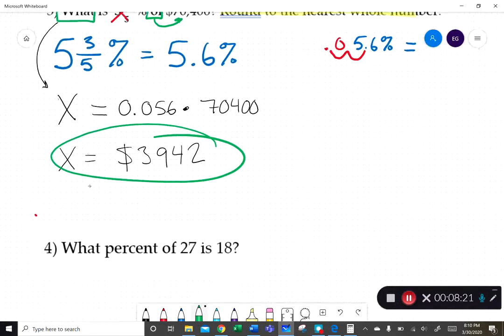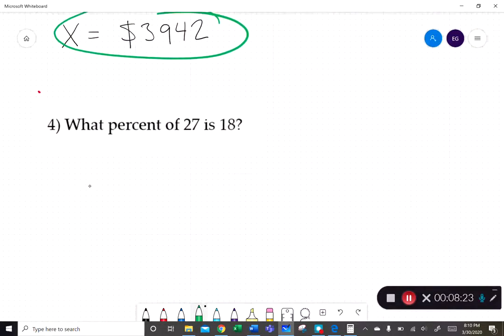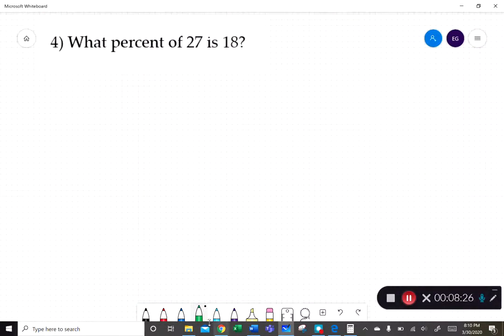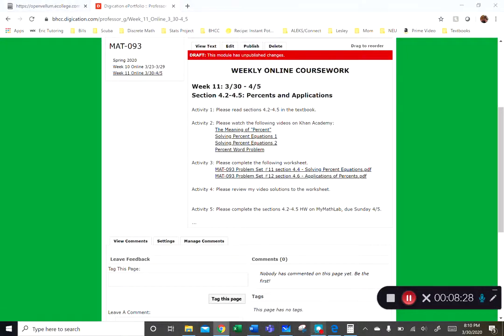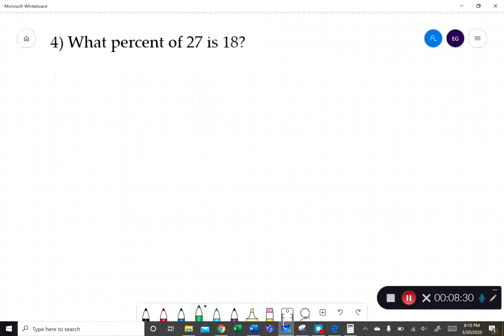All right, so for number 4, now this one's a little bit different. What percent? So we're not looking for a number, we're looking for a percent. Now remember, percent means per 100 or out of 100. So when you see the word what, the symbol we'll give for that is x. And x is just a placeholder for what number or what value.